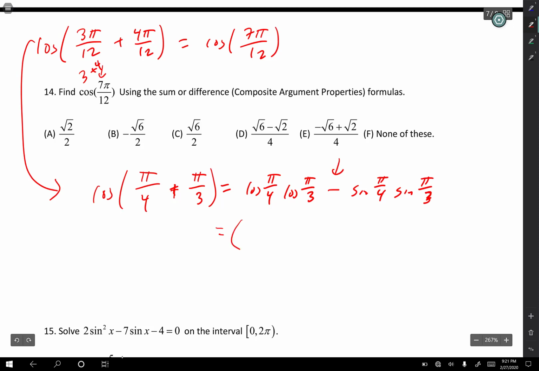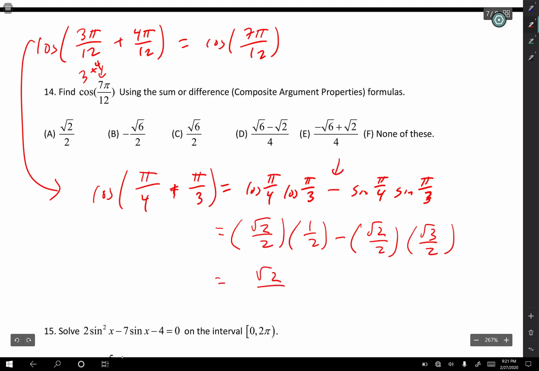Cosine of pi over 4 is square root of 2 over 2. Cosine of pi over 3 is half. Minus sine pi over 4 is square root of 2 over 2, and sine pi over 3 is square root of 3 over 2. So let's see what that is. Square root of 2 over 4 minus square root of 6 over 4. So square root of 2 minus square root of 6, all over 4.